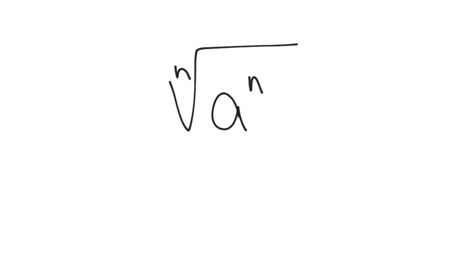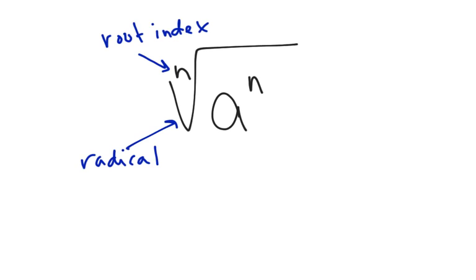radical form, this is called the radical symbol. Please do not call it the square root symbol, because it is only a square root if the root index is 2. The number under the radical is called the radicand.